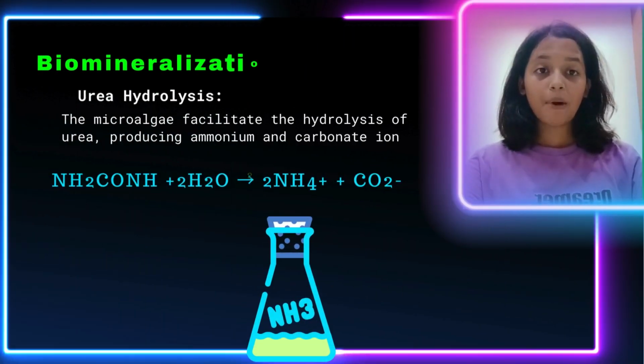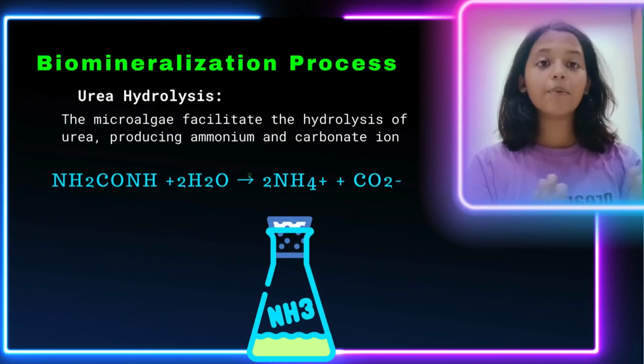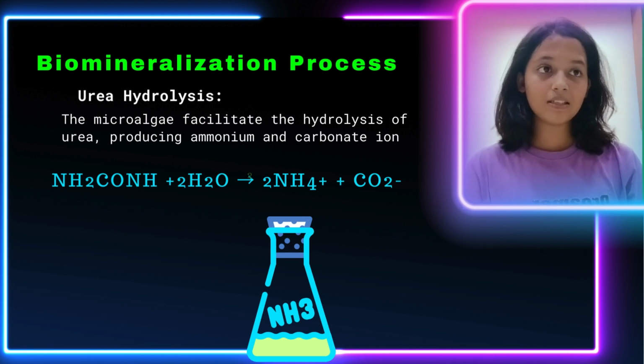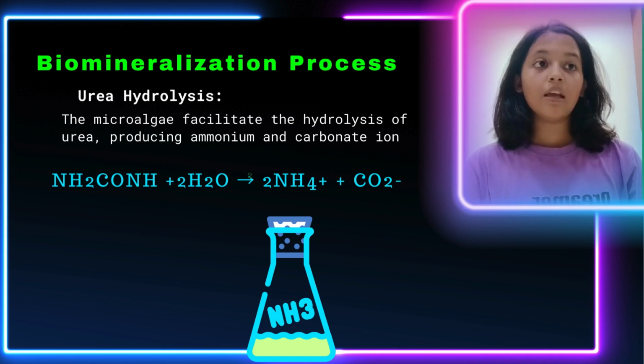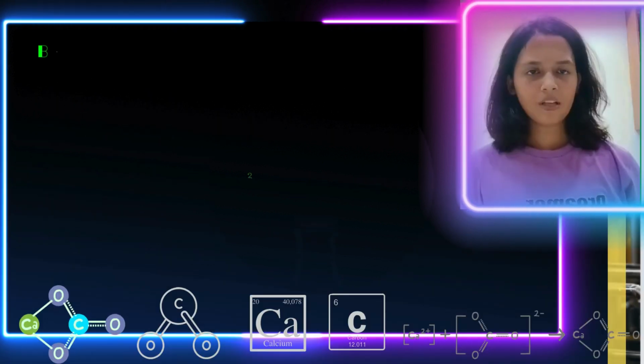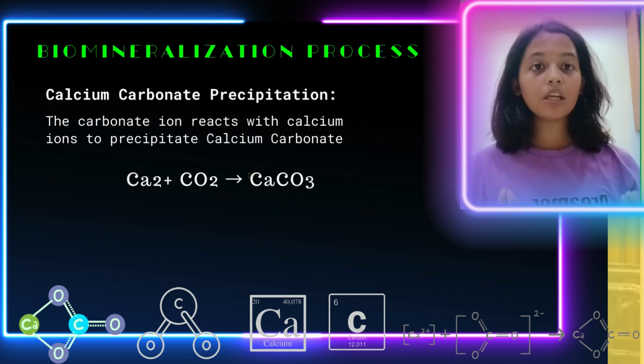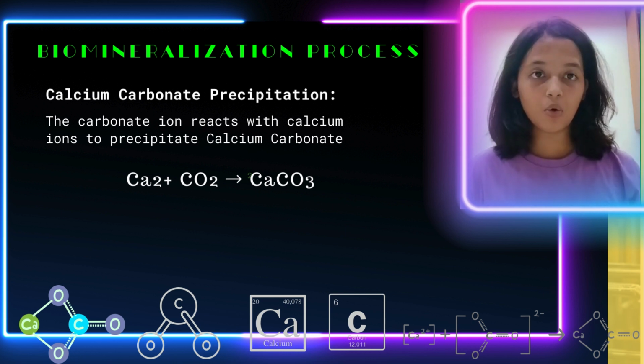Diving down to the biochemical reactions. Here in the part of urea hydrolysis, we can see the microalgae facilitates the hydrolysis of urea, producing ammonia and carbonate ion. The reaction is given in the slides. After that, we can see the calcium carbonate precipitation. Here, the carbonate ion further reacts with calcium ion to precipitate the calcium carbonate. Here, the reaction is provided in the slide below.